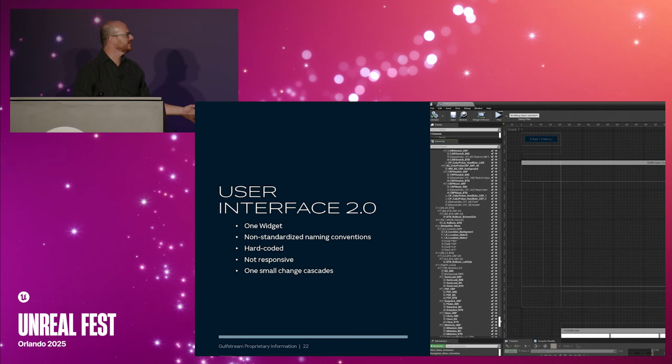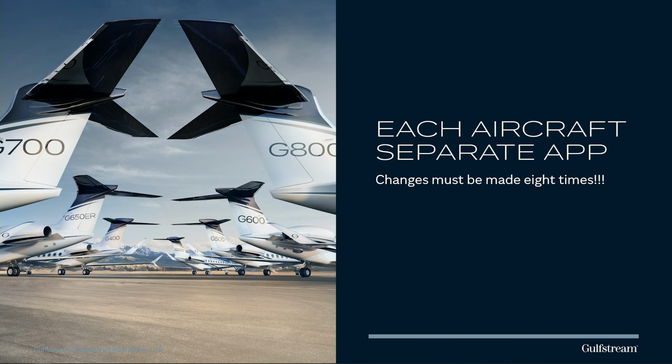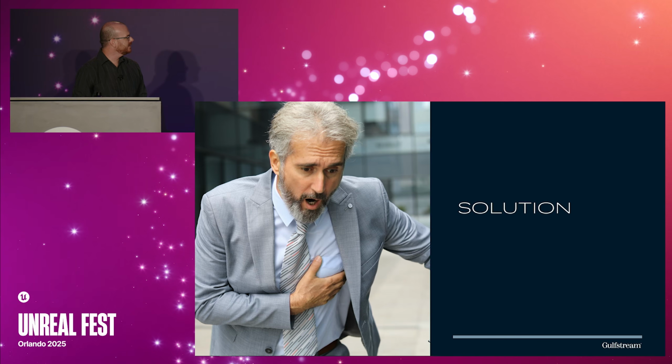So if you have to remove a button, you have to then shift all the buttons over. I mean, it's a whole process. And here's the worst part. Every single aircraft had its own application. There were 8 aircraft. If we made one change, we had to do it 8 times. So what was our solution? We were going to build it from the ground up.